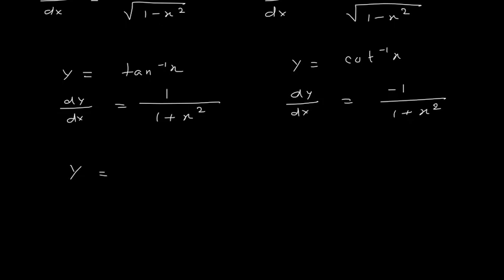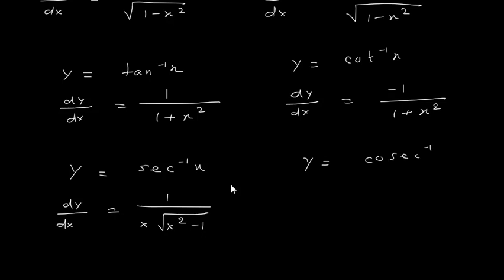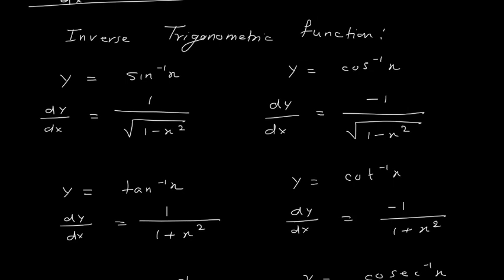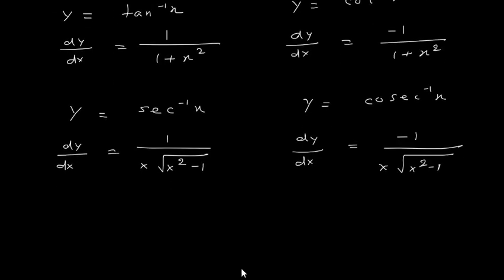Now there are two more functions to go. When y is equal to sec inverse x, then its derivative dy upon dx is equal to 1 upon x into root of x square minus 1. And when y is equal to cosec inverse x, then its derivative dy by dx is equal to minus 1 upon x root of x square minus 1. So you can see again there is a relation between the derivatives of inverse functions when it is sine inverse, cos inverse, tan inverse, cot inverse, sec inverse, and cosec inverse.